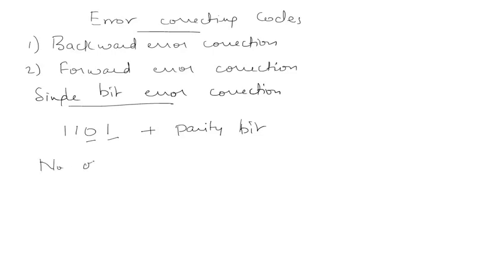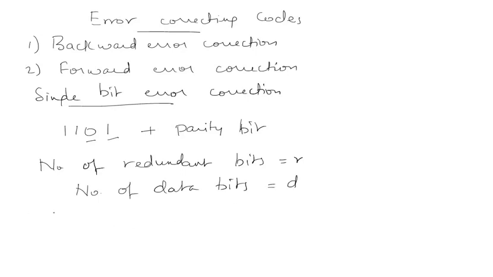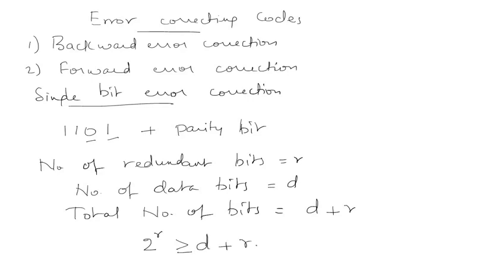If the number of redundant bits is equal to R and the number of data bits is equal to D, then the total number of bits is equal to D plus R. The relationship between the redundant bits and the data bits is given by this equation: 2 raised to R should be greater than or equal to D plus R plus 1. So we'll see an example.